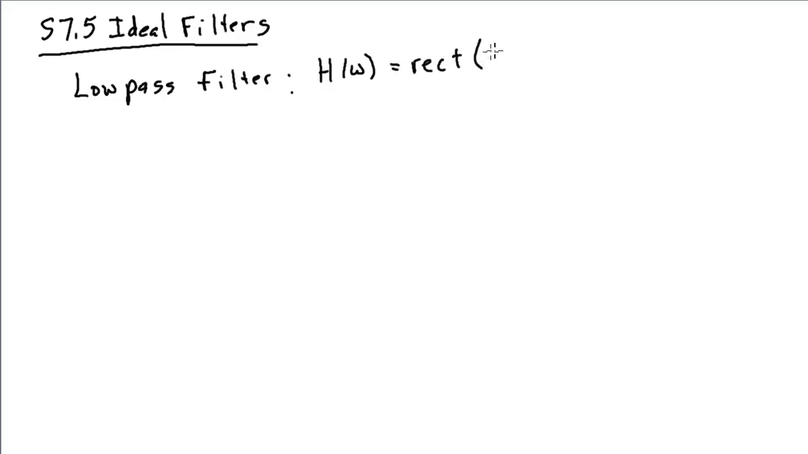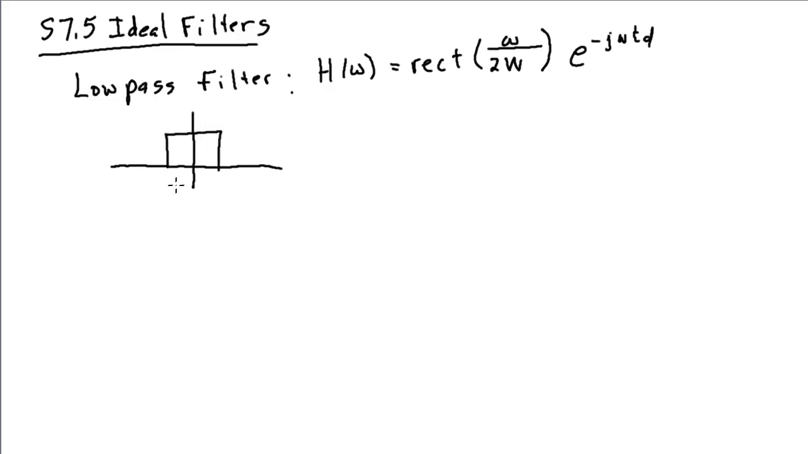It has a constant magnitude over a band of frequencies. The bandwidth is capital W here, and then it has a linear phase response. So the magnitude response of this ideal low-pass filter looks like this. This rect function has a width of 2W, so it goes from minus W to plus capital W, and then is equal to 1.